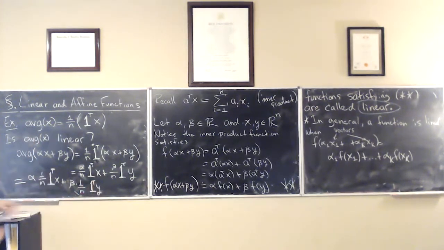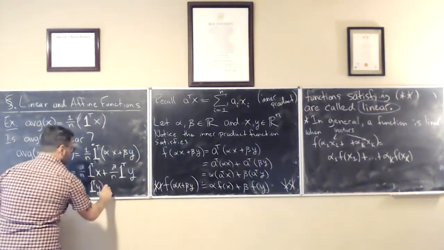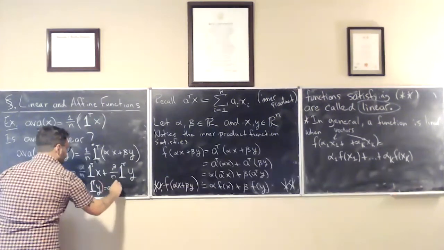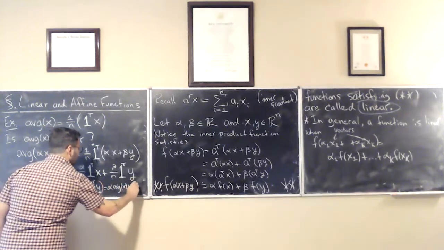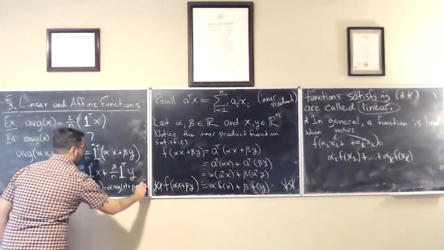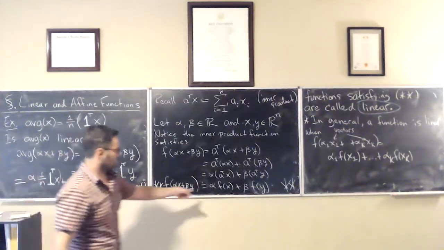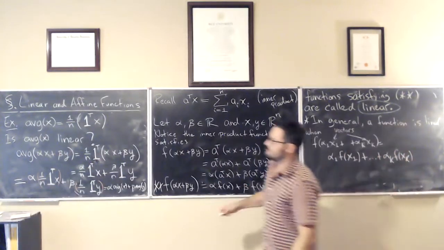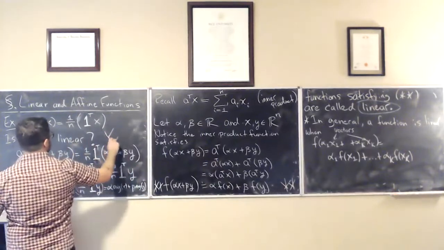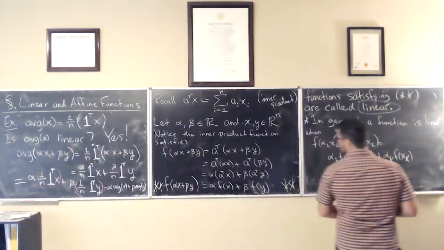Well, that's right here. This piece, that's the average of x. In this piece, that's the average of y. So altogether, this becomes alpha times average of x plus beta times average of y. So average of this is equal to this sum. So it satisfies that equation, which means that yes, the average function is linear.